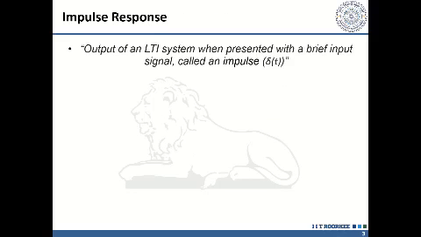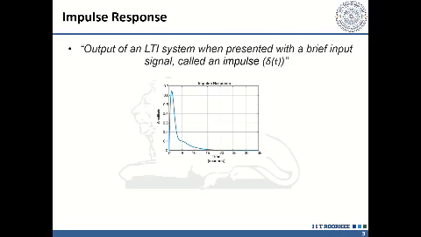Now, the next tool in our study of applications of convolutions in audio processing is impulse response. As the name suggests, impulse response is the output of an LTI system which is provided with a brief input signal known as an impulse. Impulse response generally looks something like this, though in an ideal scenario the time duration tends to 0.